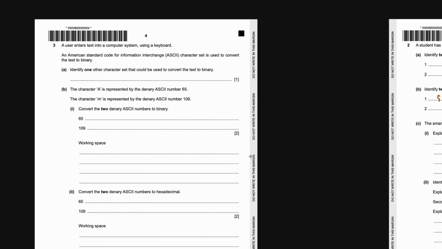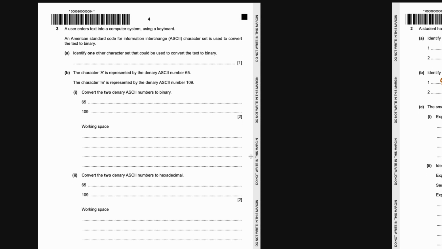Question 4. A user enters text into a computer system using a keyboard. An American Standard Code for Information Interchange, which is ASCII, character set, is used to convert the text to binary. Identify one other character set that could be used to convert the text to binary. You could mention extended ASCII, but just to be safe, mention Unicode, right?